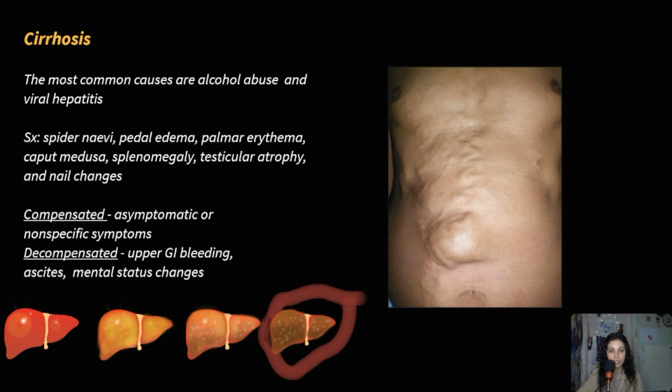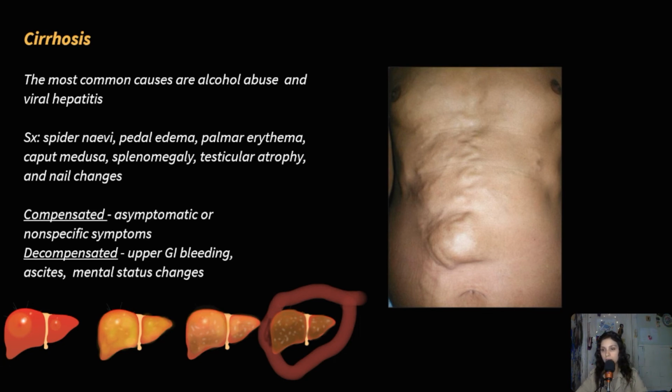If it's compensated, it's asymptomatic or has non-specific symptoms such as fatigue, for example, and decompensated when there is upper GI bleeding, ascites, mental status changes. If it's compensated, so asymptomatic, it's very important to prevent these complications. So this person has to get an upper GI endoscopy to determine the risk of variceal bleeding.